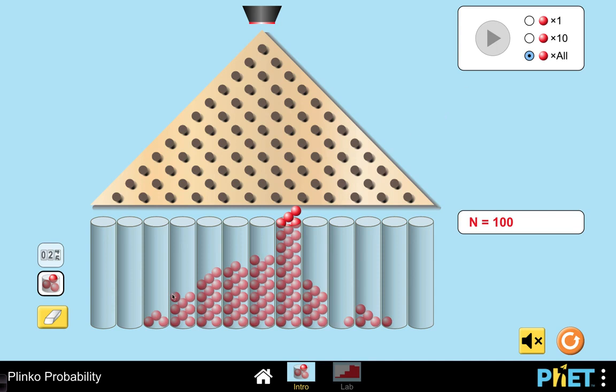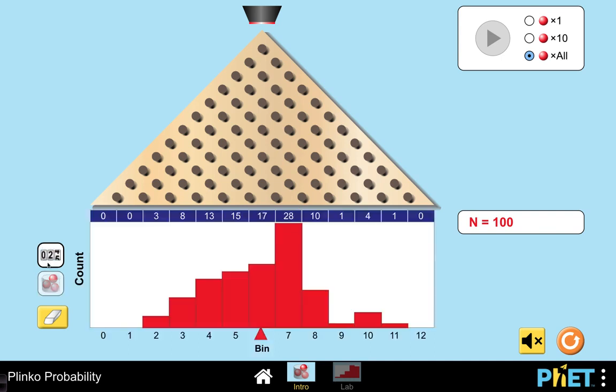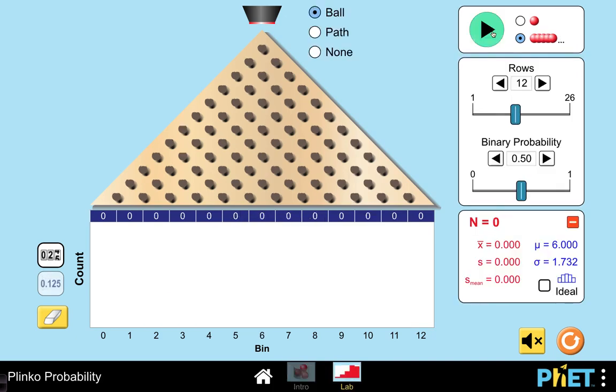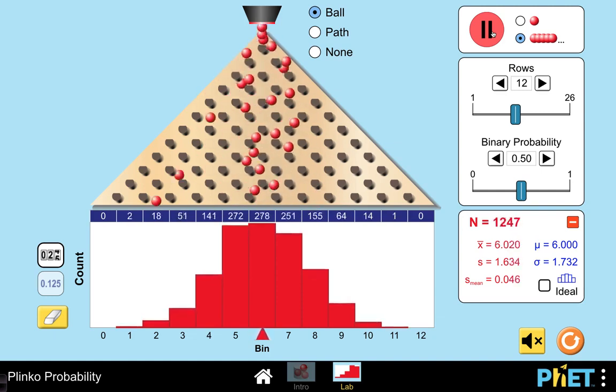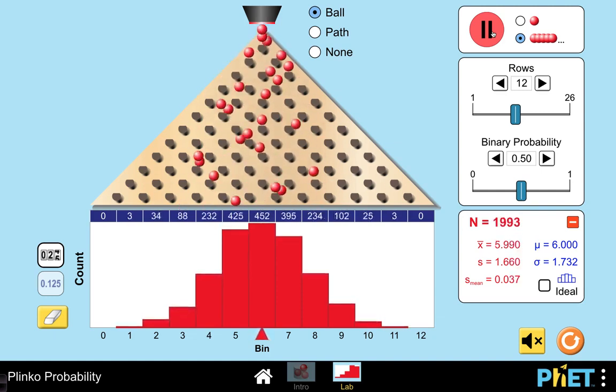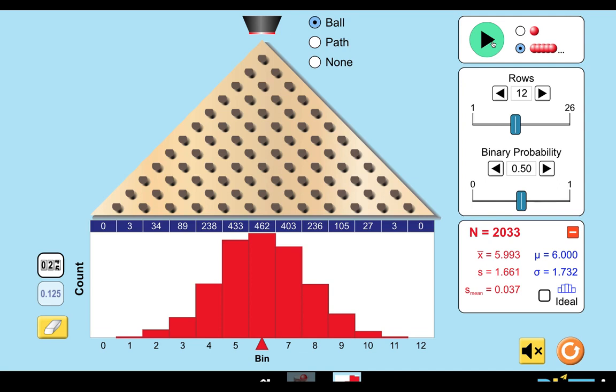Notice that we now have this distribution where many of the marbles are lumped together somewhere at the middle of the distribution. And we can look at the corresponding histogram. Now, if we increase the number of marbles and we speed up the simulation, after about 2,000 marbles, we now arrive at this distribution.